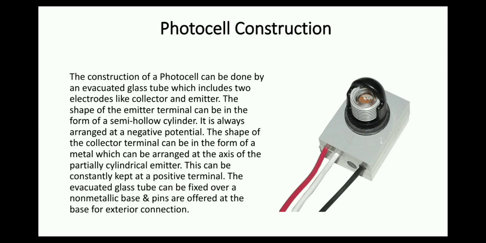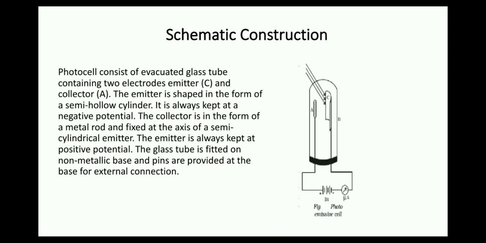The evacuated glass tube can be fixed over a non-metallic base and pins are offered at the base for exterior connection. Moving further, schematic construction. Photocell consists of an evacuated glass tube containing two electrodes. One is the emitter C and the other is the collector A.